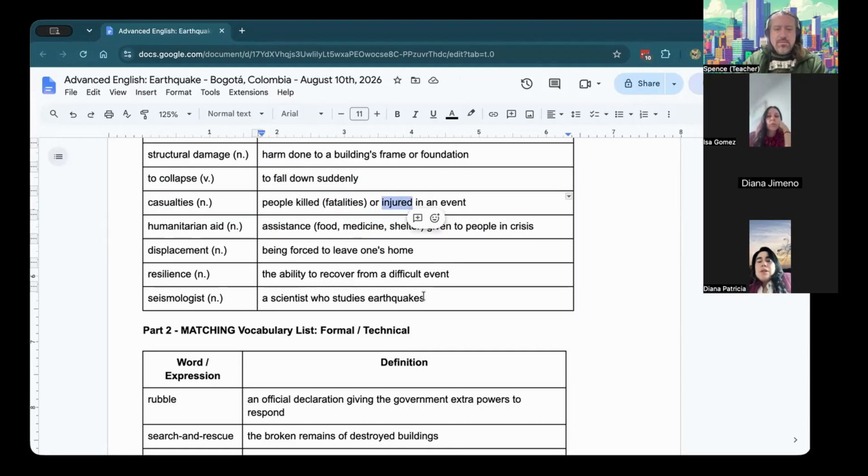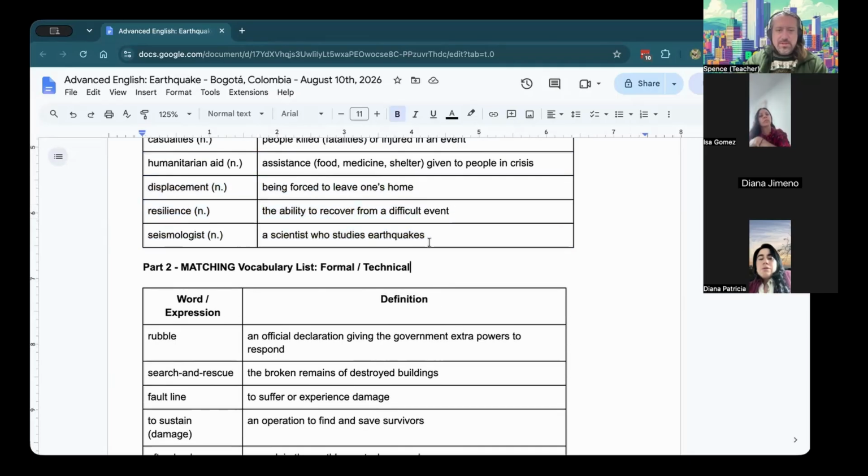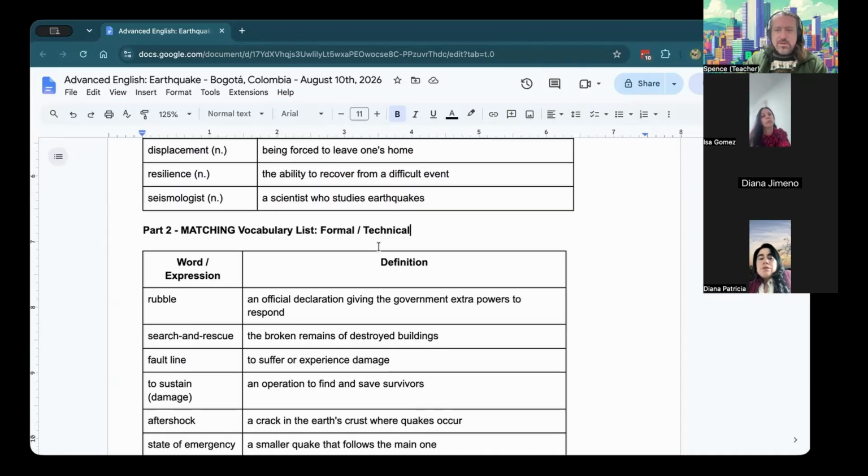Okay. And then we're going to go to Diana Jimeno, if you can read the last three. Diana Jimeno. Okay. We'll go to Isa, if you could read the last three. Okay. Displacement, being forced to leave one's home. Resilience, the ability to recover from a difficult event. Seismologists, a scientist who studies earthquakes.